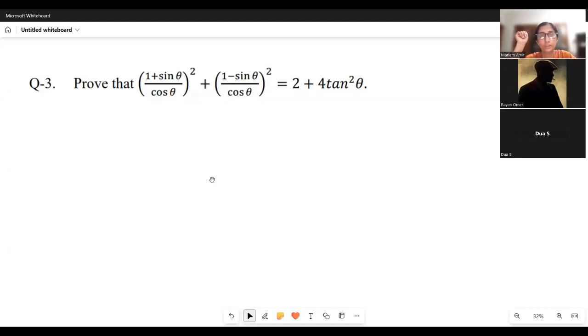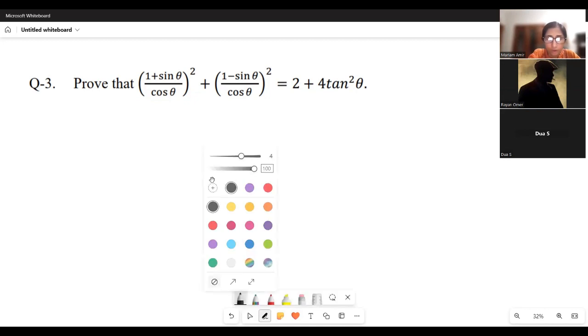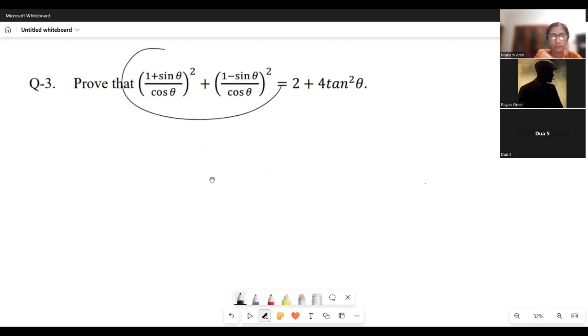A question on identities from the topic trigonometry, and we have to show that the left-hand side is also equal to, or identical to, the right-hand side. All right, so let's start expanding these.